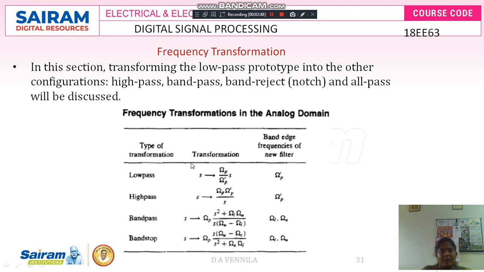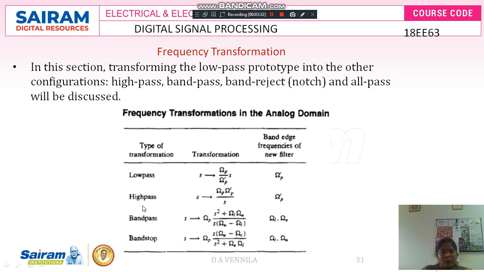Actually, if they ask in the question, for the given transfer function, that is the given filter response, to convert a low pass filter prototype into another configuration like high pass or band pass in the analog domain, we are going to use these types of frequency transformations. Suppose you want to transform low pass to low pass, then S will be replaced by omega p divided by omega p dash into S, and the band edge frequency will be omega p dash.